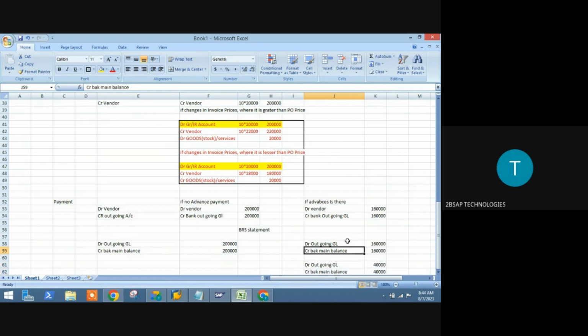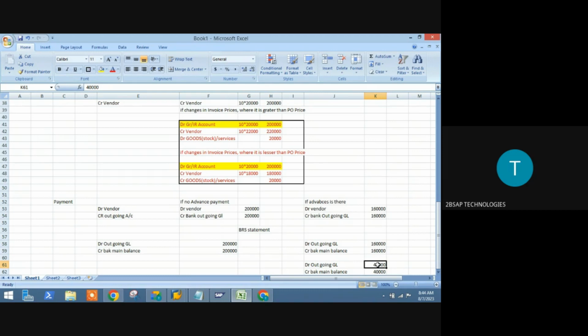Here you are having one at your payment time and the other one at the time of your advance payment. Both you will do in your BRS. This is your AP concept, your AP concept in total. Okay. Now for all those things, we are going to look into the system.